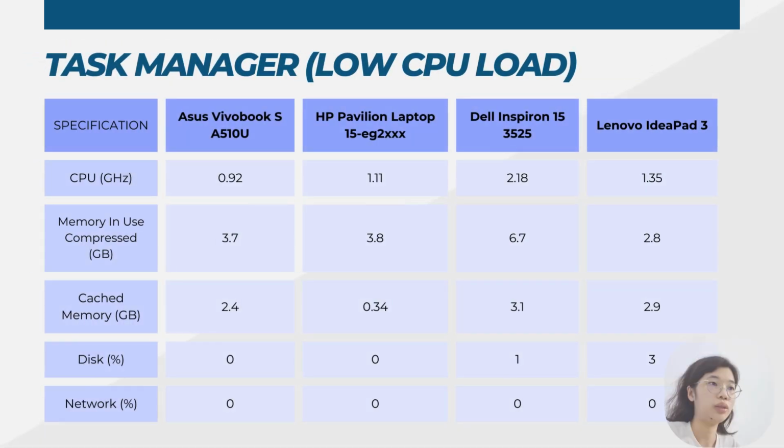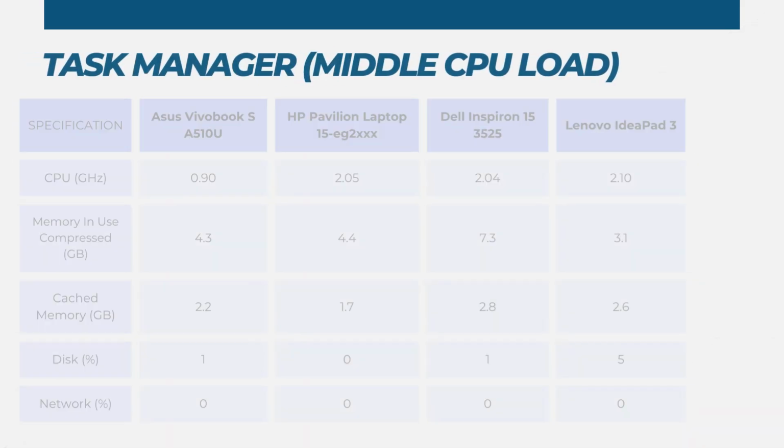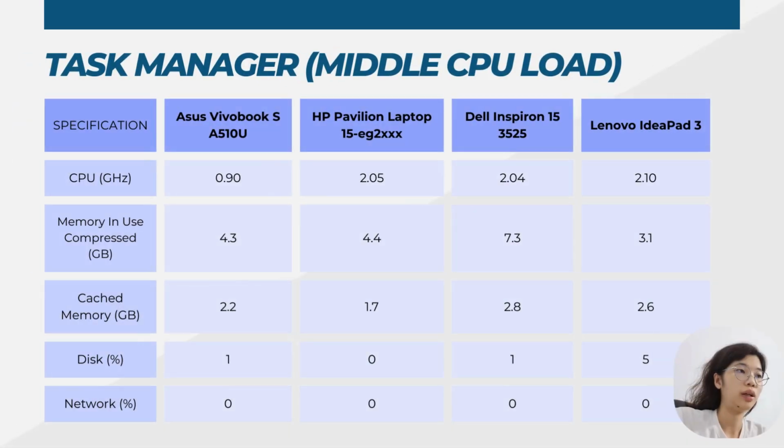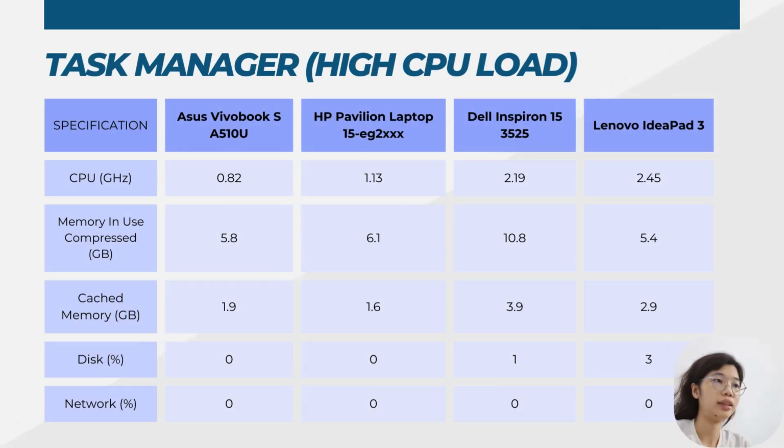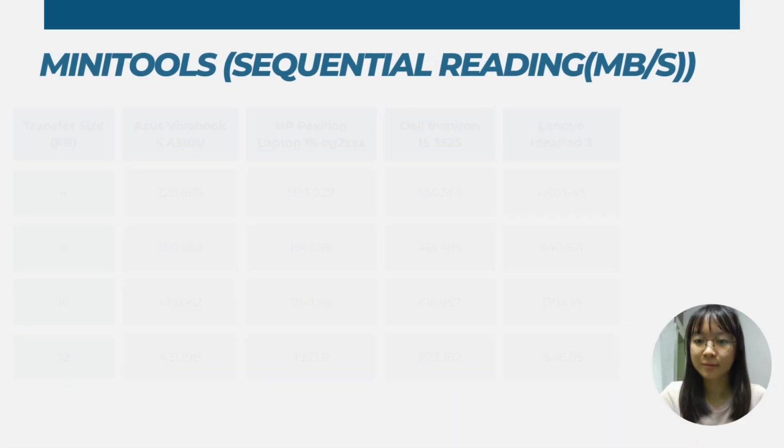For Task Manager in low CPU load, we compare CPU frequency, memory in use compressed, cache memory, disk percentage, and network percentage. For Task Manager in middle CPU load, we compare CPU frequency, memory in use compressed, cache memory, disk percentage, and network percentage. For Task Manager in high CPU load, we compare CPU frequency, memory in use compressed, cache memory, disk percentage, and network percentage among four laptops.